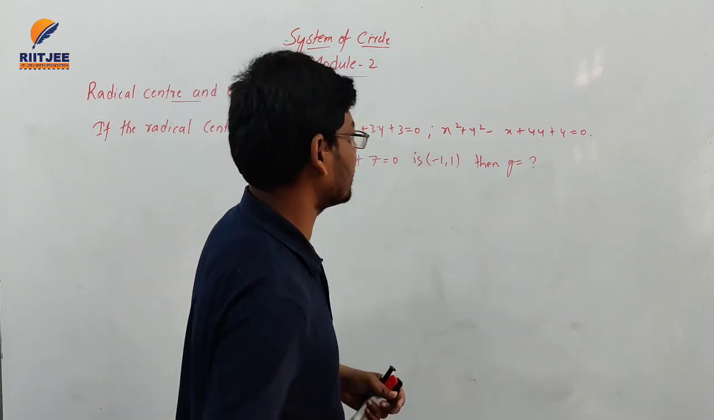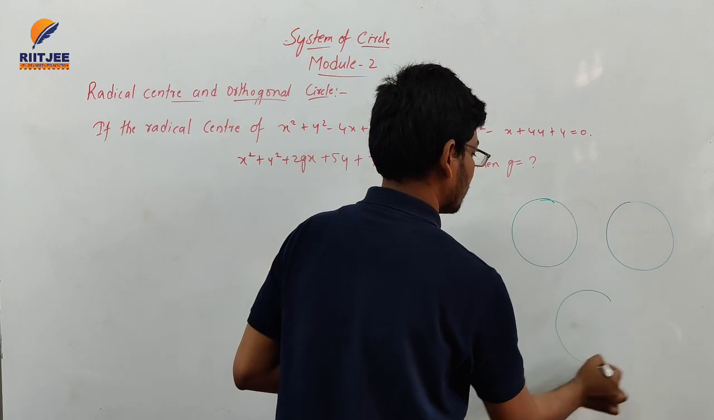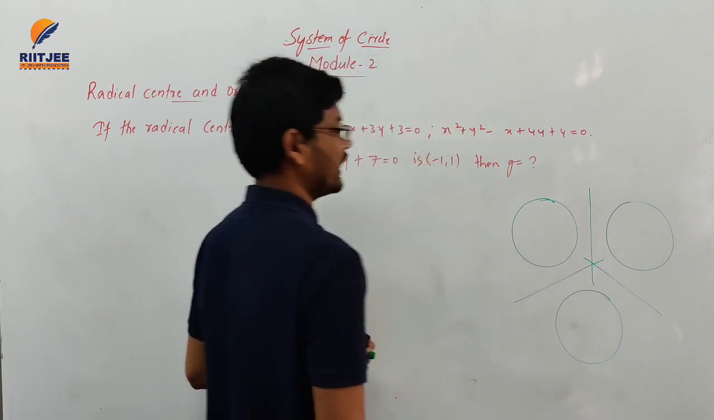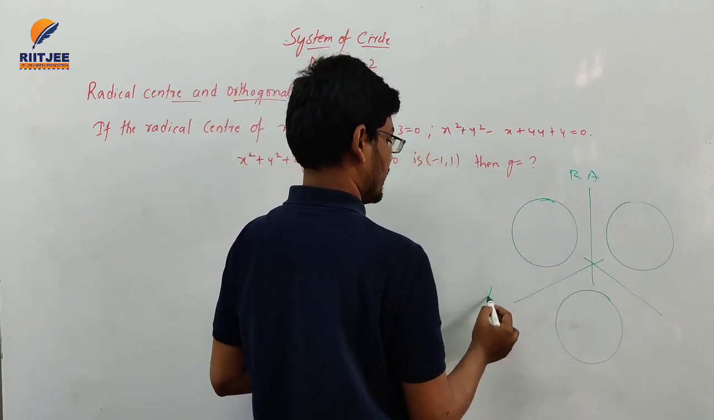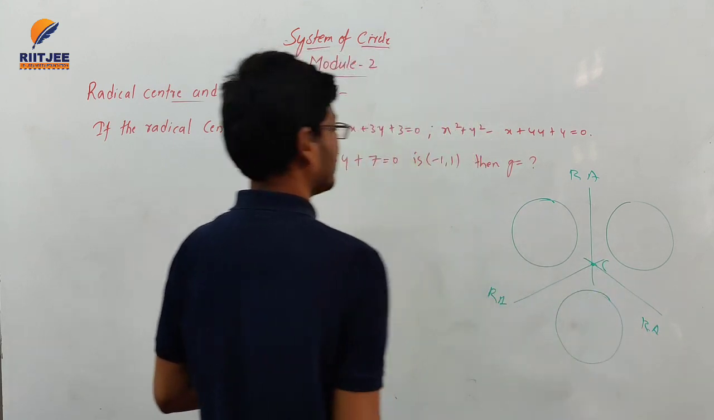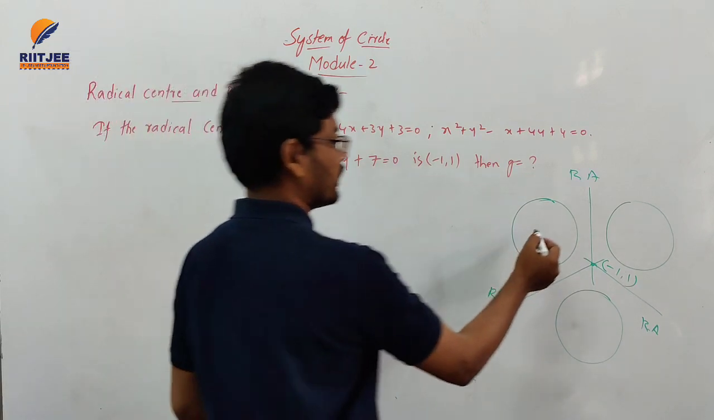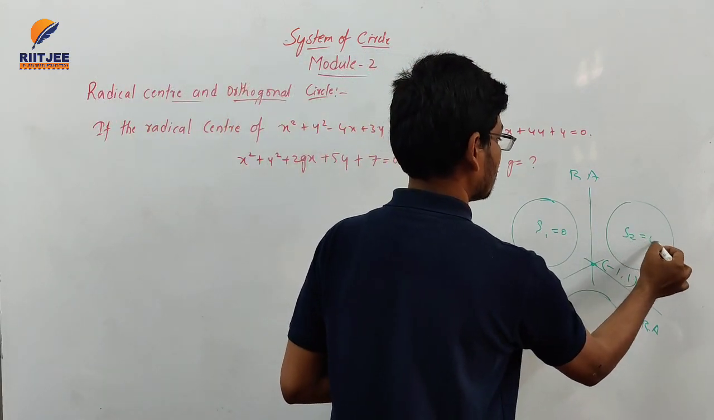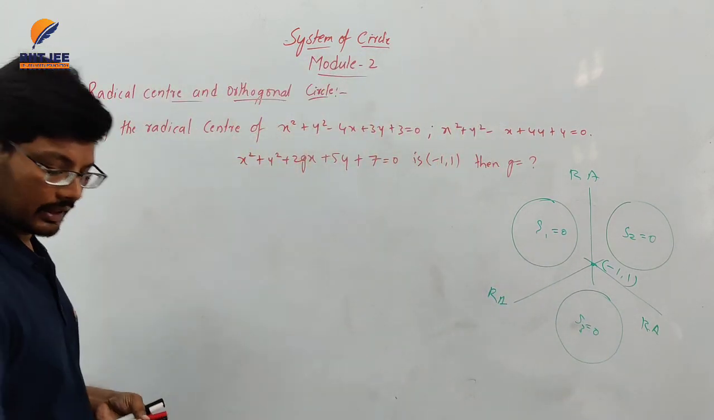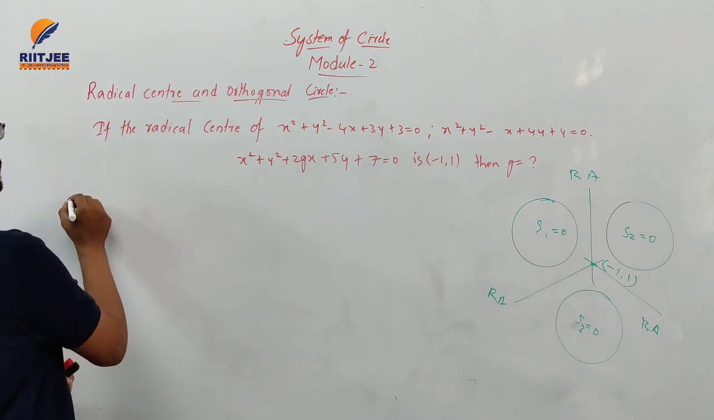If the radical center of three circles is given, so this is one circle, this is one circle, and this is also one circle here. The point of intersection of radical axes is given directly, that is, the radical center is (-1, 1). So this is h1 equal to 0, h2 equal to 0, and h3 equal to 0 here. Three circle equations are given in this question, and here is the solution.